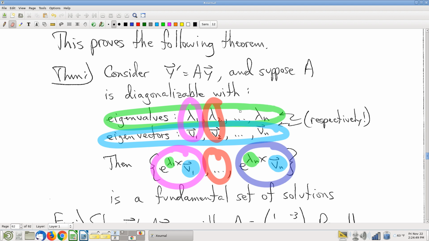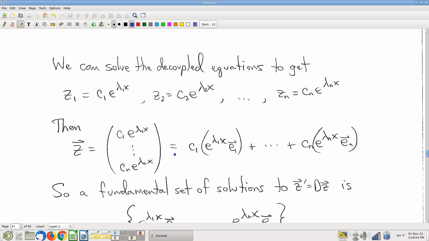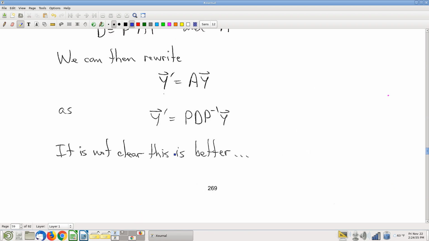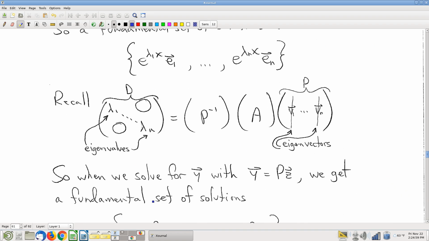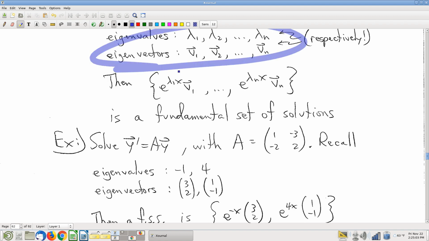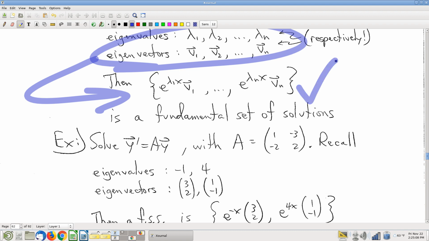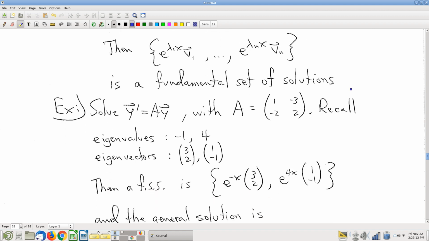So good news, you really don't have to go through this whole calculation every time. Every single time you want to solve a diagonalizable system, you can just say, oh, well, it's diagonalizable, eigenvalues and eigenvectors, therefore done.